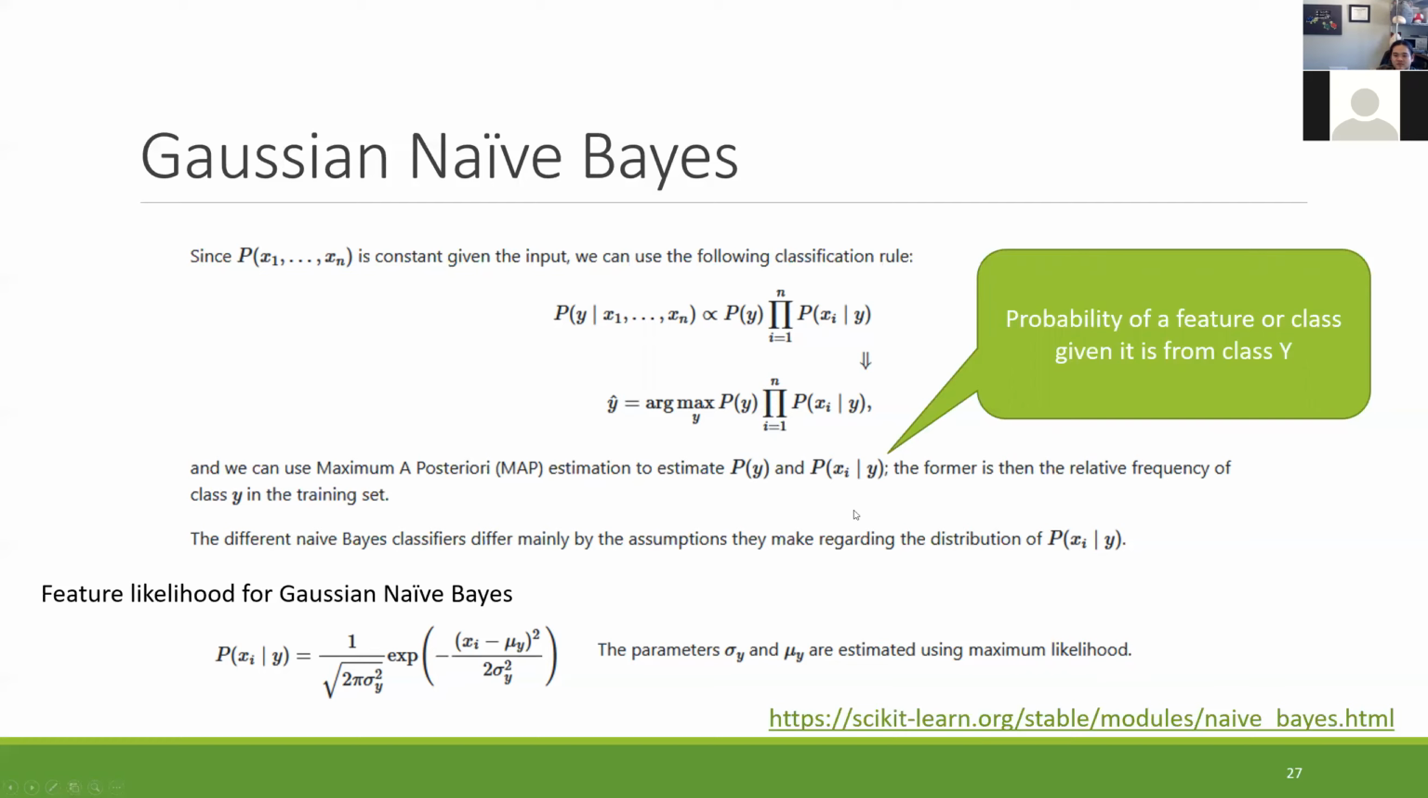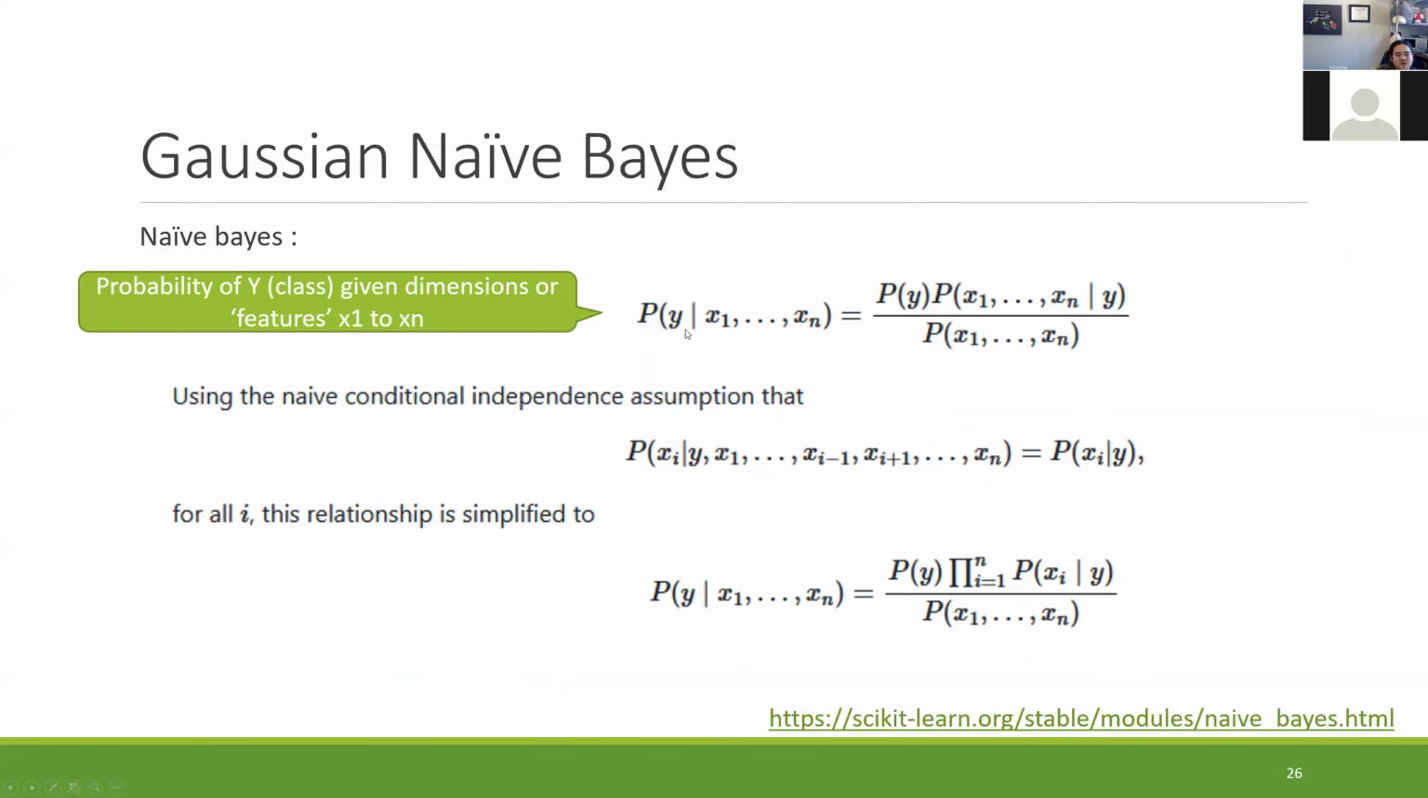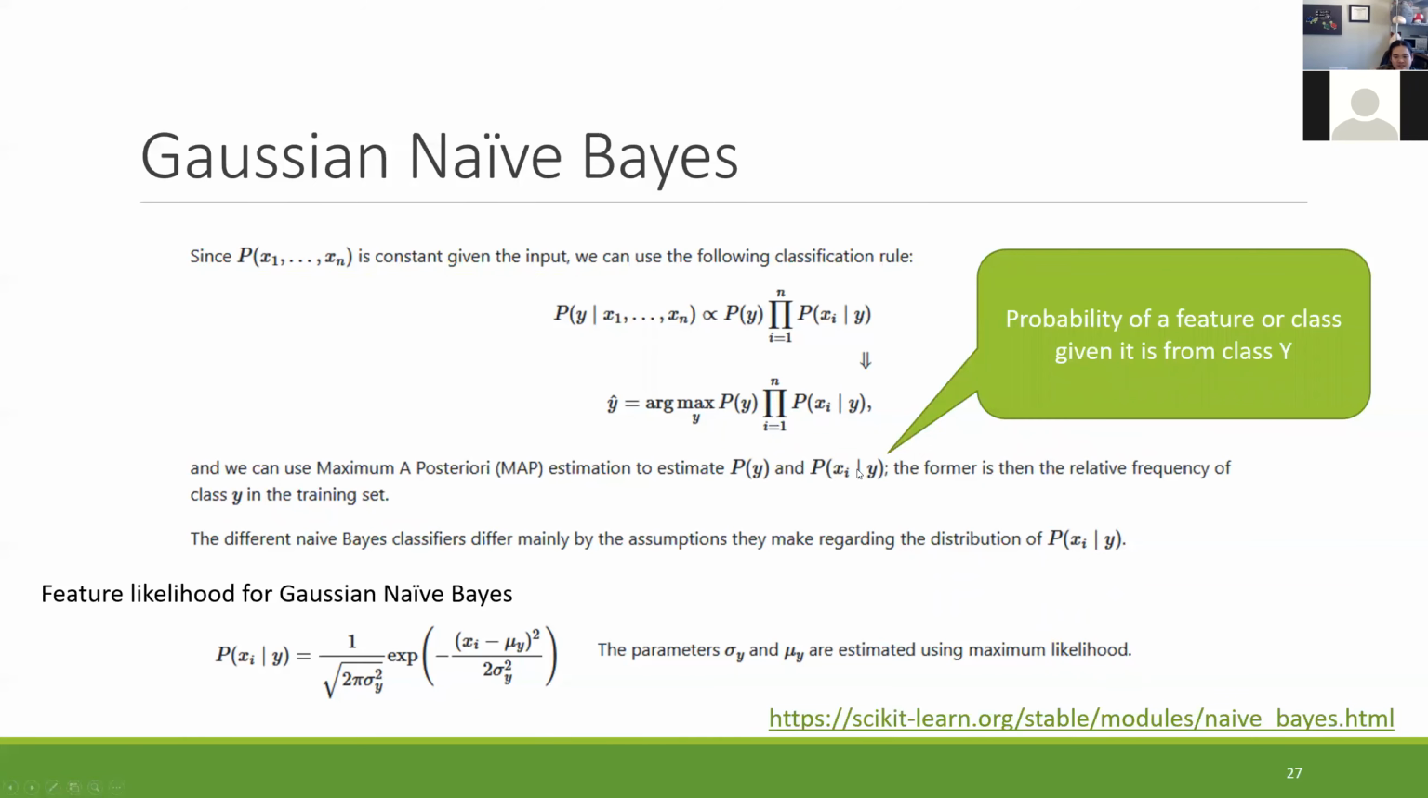Oh, okay. This is the probability of a feature or class. X sub i, these X values, are the features, right? What's the weight? What's the size? What's the color? So it's the probability of the feature given that it is an apple, right?